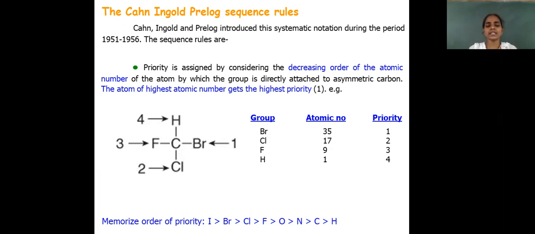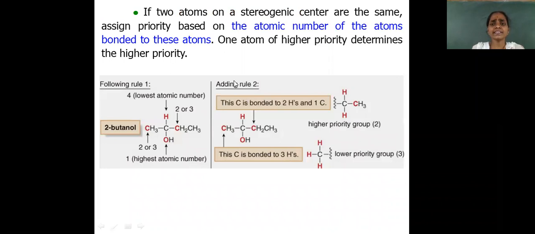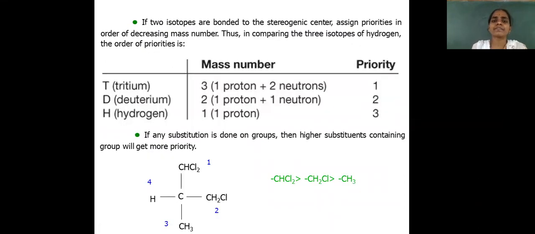The first priority is based on the atomic number. If the atomic number is higher, that atom gets higher priority. Here is the order of priority: iodine gets higher priority than bromine, then chlorine, then fluorine, then oxygen, nitrogen, carbon, and the last priority goes to hydrogen, since it has atomic number 1. These are the examples. The next priority is based on isotopes.